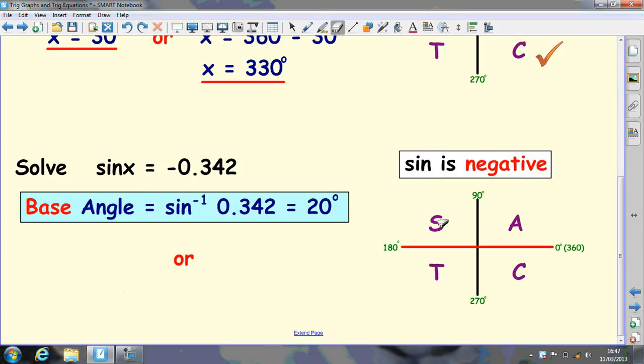Now we have to tick where the sine wave is negative. Now A means they're all positive, so we don't want to tick this. S means that the sine graph is positive, and we're trying to find where the sine is negative, so we don't want to tick that. T means the tan graph is positive, but that means cos and sine are negative, so that's what we're looking for, so we tick that. And C means the cosine wave is positive, which means sine and tan are negative again, so we're looking for that.